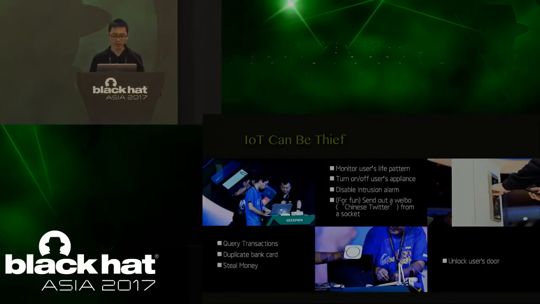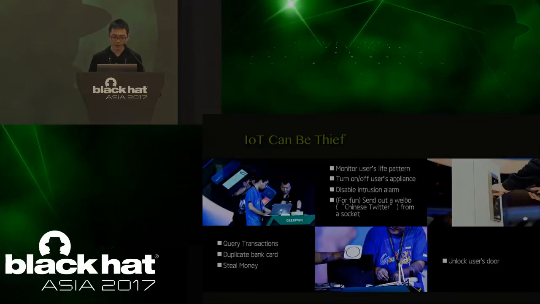In the middle, it's a set of smart home devices. The devices have sensors on the door and know when the user leaves home or comes back. So they can be pawned to monitor the user's life pattern. They can also be used to turn on or turn off the user's appliances. They have the function of intrusion alarm, which can be pawned to be disabled. And as an interesting demo, a smart socket was controlled to send out a message on Weibo, which is called Chinese Twitter.